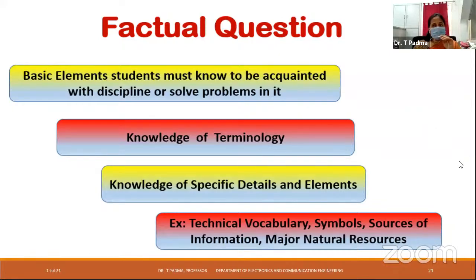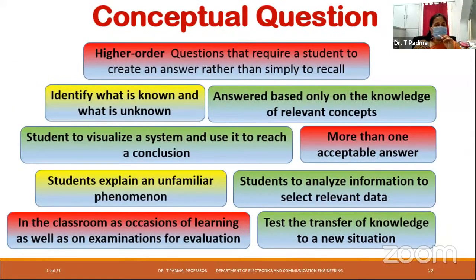So coming to the conceptual question. A conceptual question is a higher order question that requires a student to create an answer rather than simply recall. It is not the remember and understanding level, because the conceptual question is at the apply level. Where they cannot just simply recollect the keywords and answer. They need to apply based upon that knowledge.